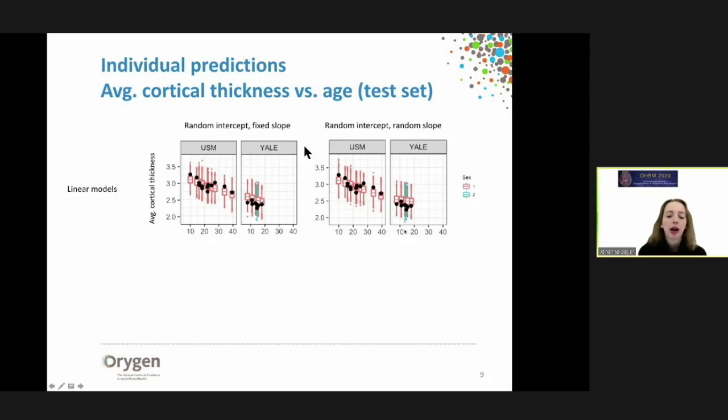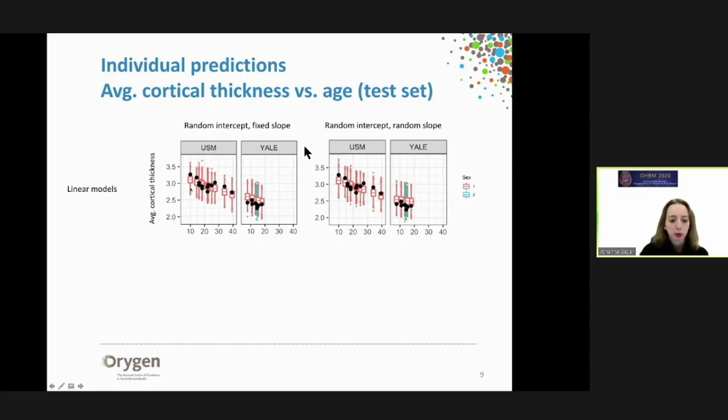Then I want to show you how my model can make individualized predictions. So what I did here is I took just 2 of the 20 sites of the ABIDE dataset to show you. You see here, I'll start with the linear model. So here's the random intercept fixed slope model. This is the random intercept random slope model. I have here average cortical thickness mapped onto the age of the participants. The black dots are the true values, so like one dot for each individual, their average cortical thickness mapped onto their age, colored by sex.